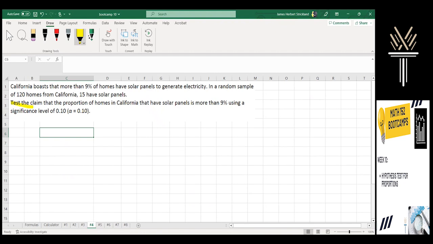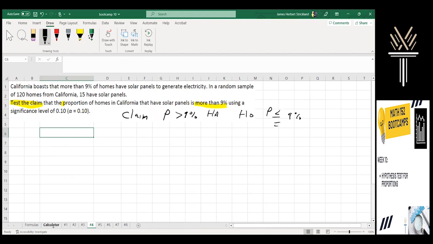Starting down here, we're going to test the claim that the proportion of homes that have solar panels is more than 9%. The claim is that the proportion is greater than 9%. That does not include equal to, so that must be the alternative statement, which means the null hypothesis, which is not part of the claim, must be its complement. I can say less than or equal to, or I could just say equal to 9%.